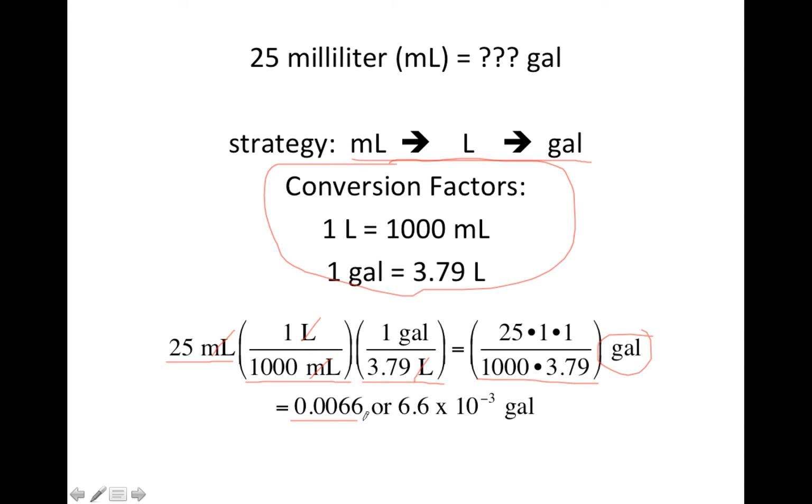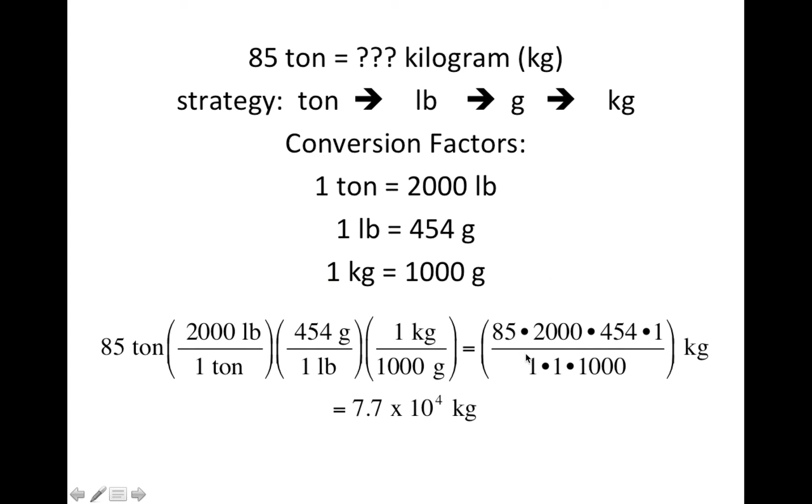So you could either write your answer as a decimal number or you could write it in scientific notation. Either is fine. Next example, 85 tons to kilograms. So this one's going to be a three-step conversion. So we're going to need 3 conversion factors in a row. So we'll start with our 85 tons. We'll go to pounds first, so 2,000 pounds over 1 ton. That'll get us to pounds.